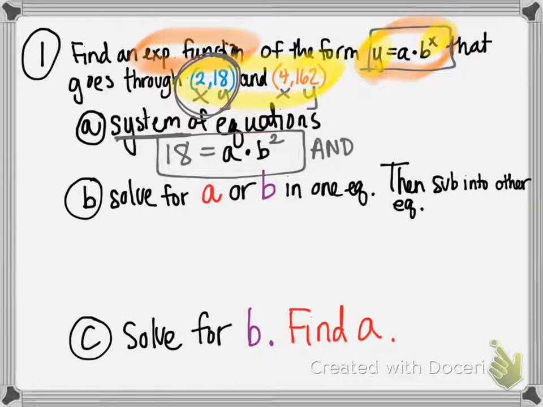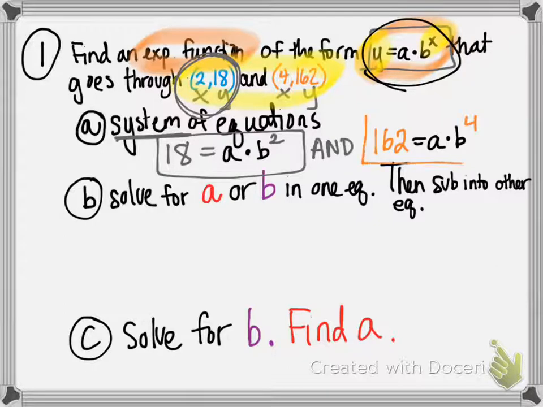My second equation is going to use (4, 162). Sorry, I should have kept that color consistent on that last one. Let's pick orange here. So 162 is my y value, so that goes here, equals a times b. My x value is 4 in this one, so b to the 4th. There's our two equations. Let me stick some turquoise on this one because it's feeling sad that I did not color code it correctly. So there's our two equations, done.